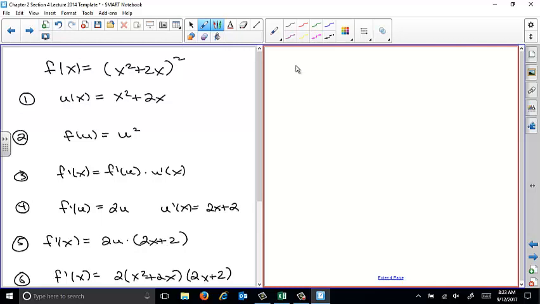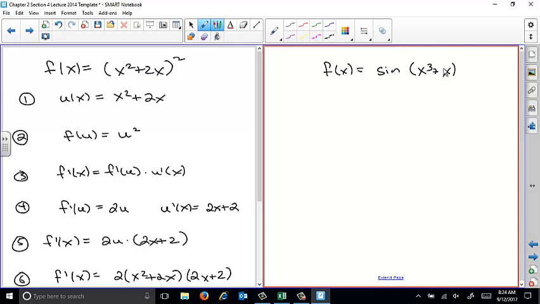So let's say I give you the function, the sine of x cubed plus x. So again, that's a composite function. I know the derivative of the sine of x. I know the derivative of x cubed plus x. I don't know the derivative of the sine of x cubed plus x.